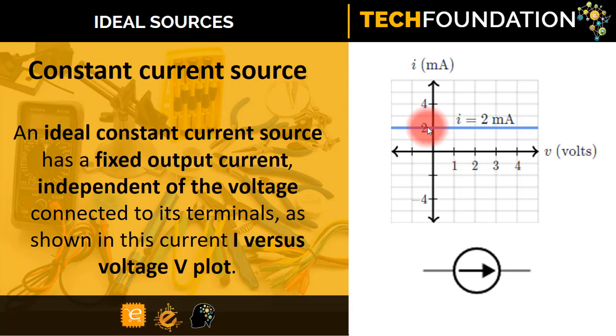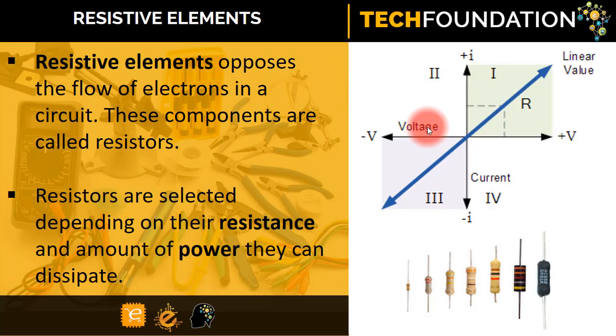Since we can't have an infinite resistance, this is not practically possible. I said that passive components can be resistive, capacitive, or inductive. Now let's talk a little bit about them. Resistive elements, we know, oppose the flow of current in circuits.